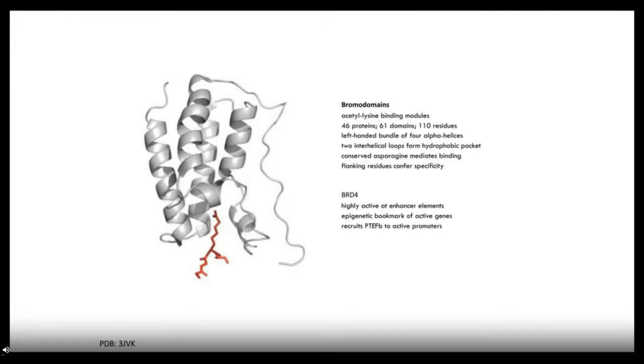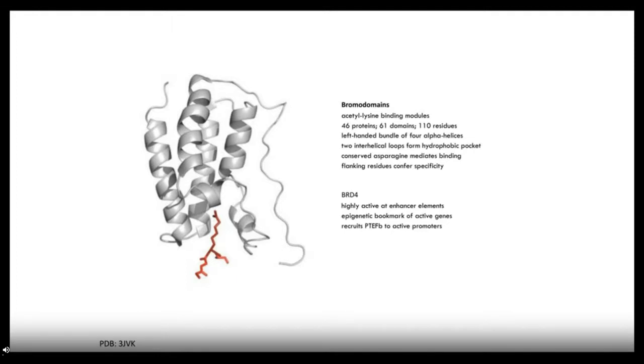There are 46 proteins in the human genome that contain a bromodomain. Some contain more than one bromodomain. Their structure is very unique. They're a left-handed bundle of four alpha helices, and they mediate binding to acetyl-lysine through a conserved asparagine that is in the middle of the pocket there. And while this asparagine-mediated recognition of acetyl-lysine is highly conserved, it's the flanking residues of bromodomains that are actually quite distinct from one another and confer specificity to binding specific acetylated lysines on different epitopes.